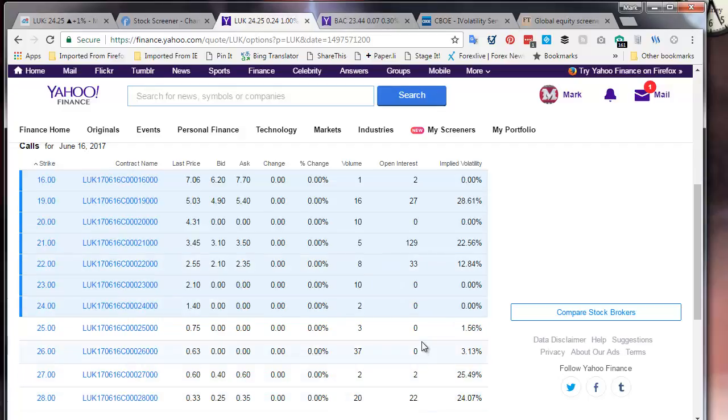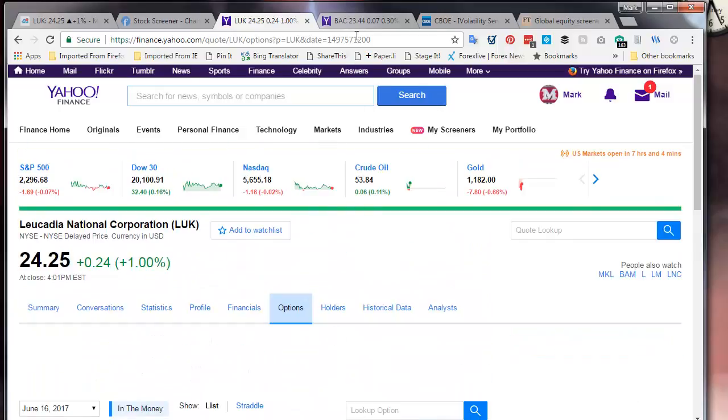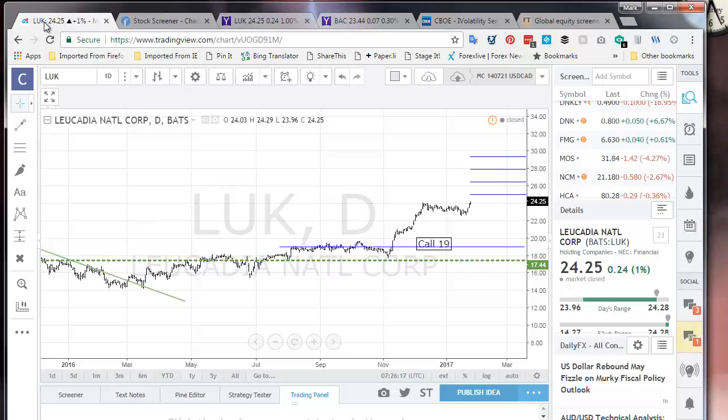So there is some liquidity in this market. Anyway, let's step across to the charts. The chart here, I use tradingview.com as a charting platform. It gives me good delayed data for stock markets right across the world. And we've got Lucadia here, LUK is its code, and this is a daily chart, 1D, so each bar is a day.